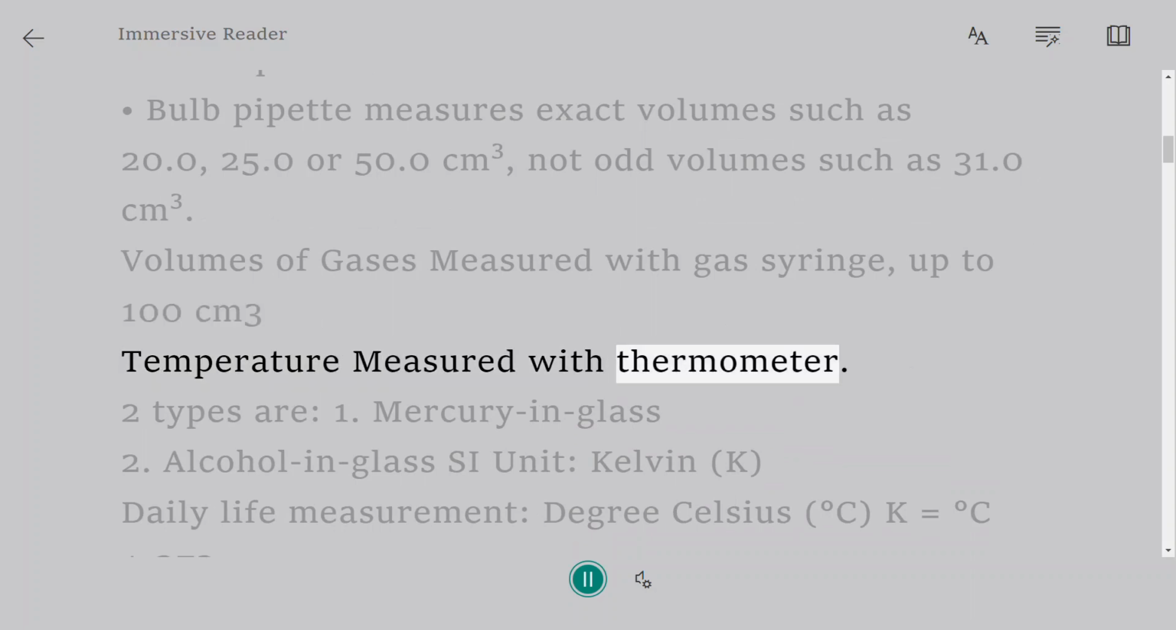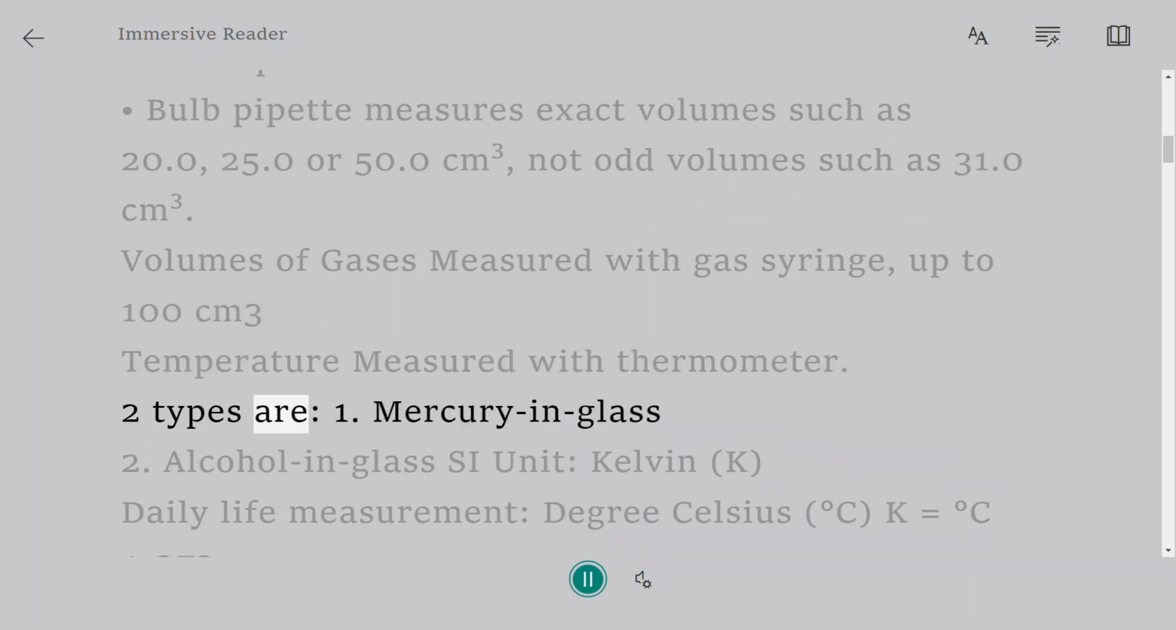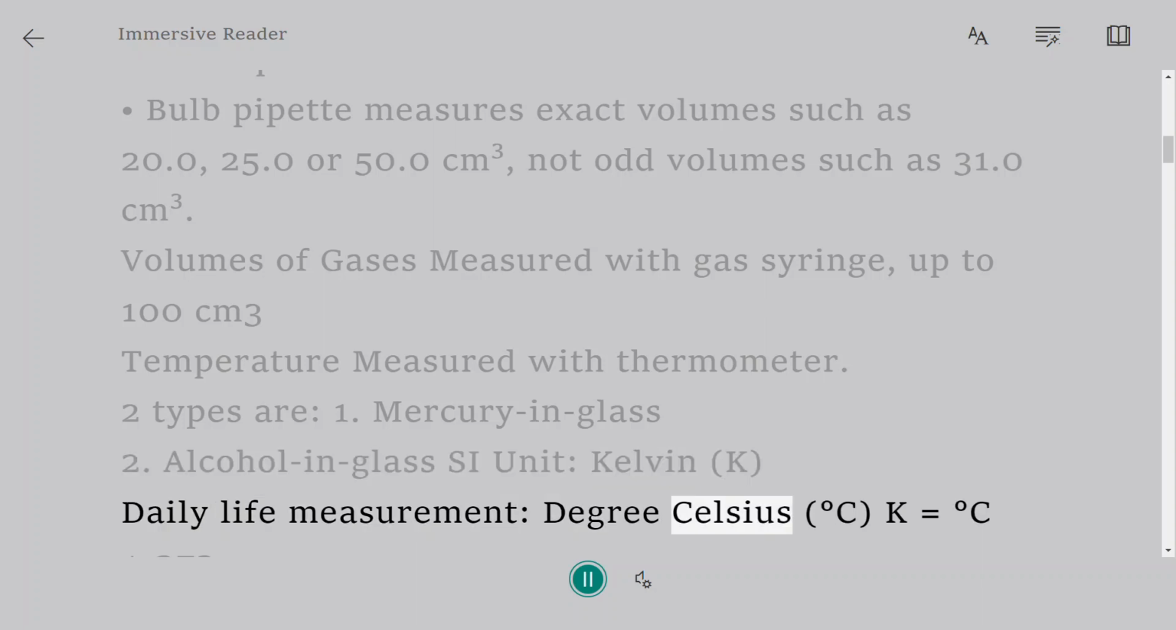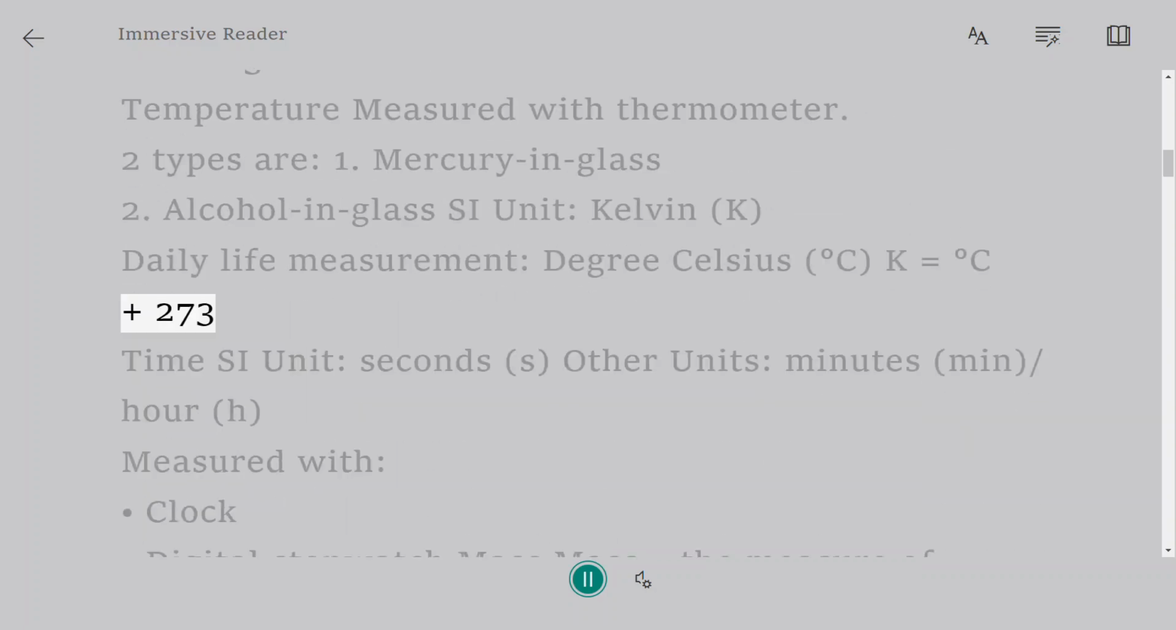Temperature is measured with a thermometer. Two types are: 1. Mercury in glass. 2. Alcohol in glass. SI unit, Kelvin, K. Daily life measurement, degree Celsius, °C. K equals °C plus 273.